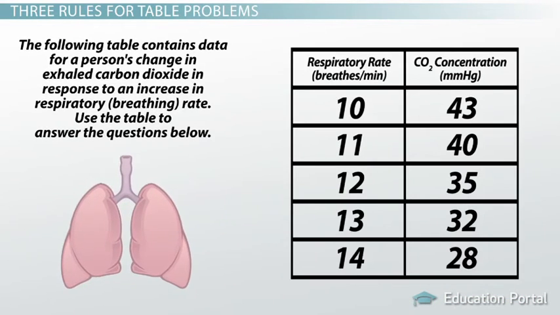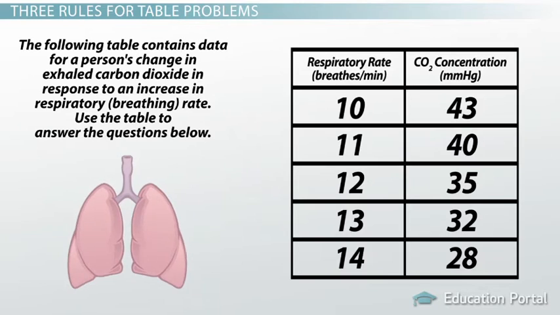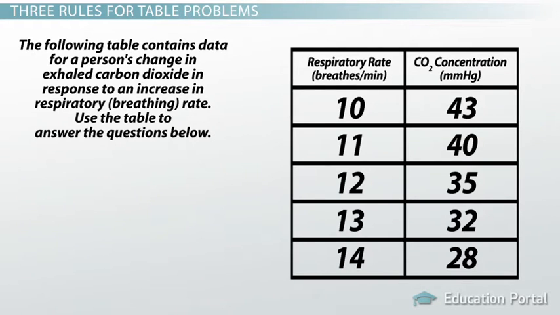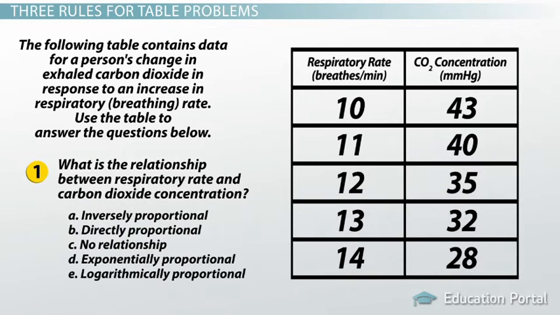If we increased our breathing rate, there would be less time for gas exchange to occur. We'd gain less oxygen from every breath, and we'd lose less carbon dioxide from our blood. So it turns out this table does make sense. We would expect exhaled carbon dioxide to decrease as breathing speeds up. Now let's move on to our first question. What is the relationship between respiratory rate and carbon dioxide concentration?